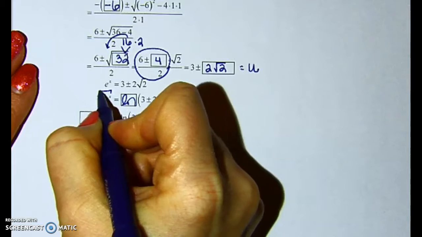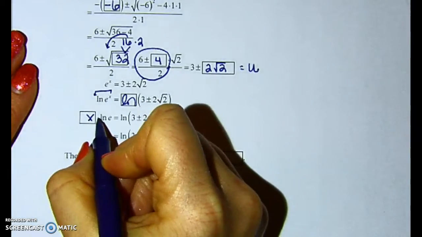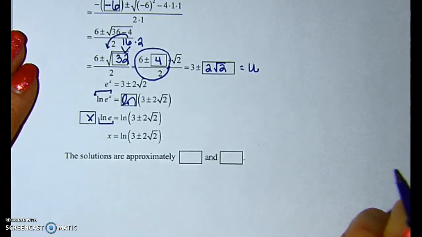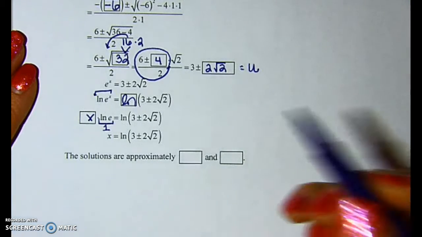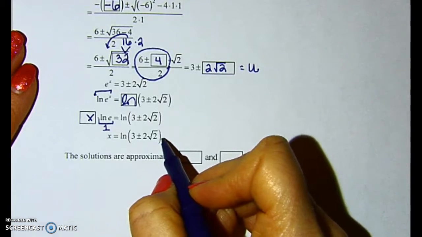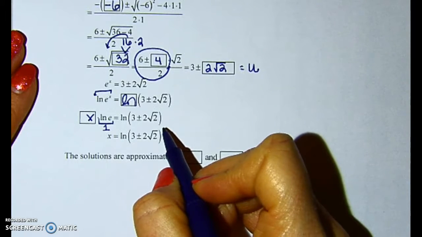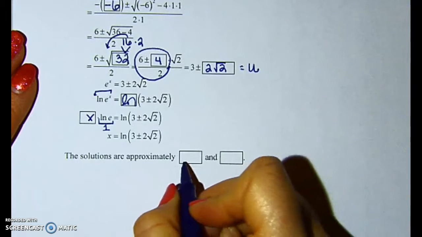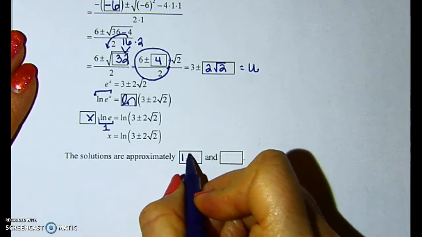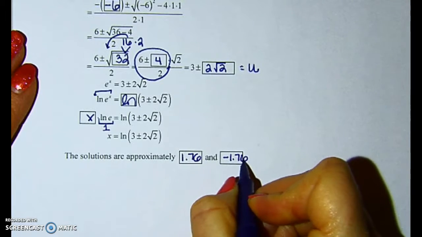I can use my power rule. I also know that the natural log of e is just 1 itself. So x times 1 is simply x by itself. And now I have two values for our x. We have the positive value of 3 plus 2 square root 2 and 3 minus 2 square root 2, giving us two approximates of 1.76 and negative 1.76.